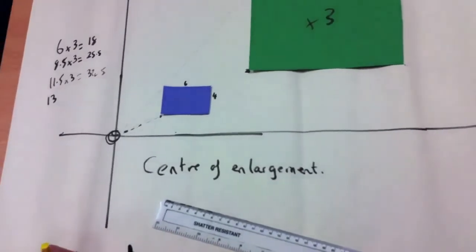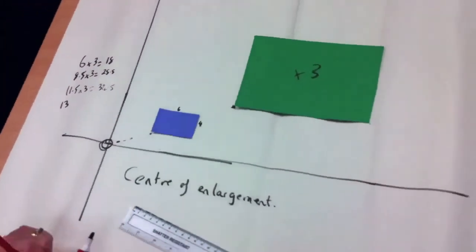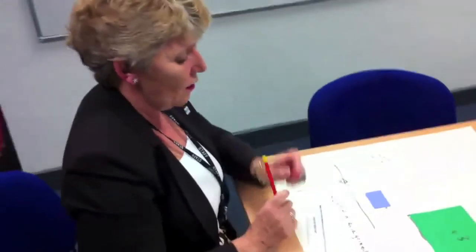So 2 things for enlargement: scale factor and where to position the shape, the centre of enlargement.